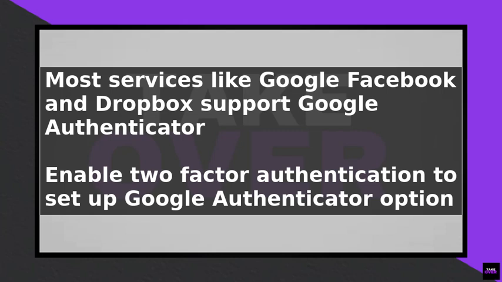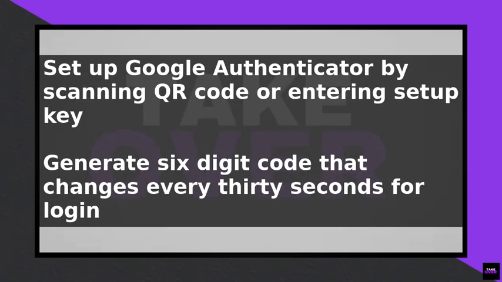When you enable two-factor authentication for one of these services, you will be given the option to set up Google Authenticator. To set up Google Authenticator, open the service's settings page. Navigate to the Security or Account Settings section, and look for the two-factor authentication option. Select Google Authenticator as your verification method and follow the prompts to scan the QR code or enter the setup key.